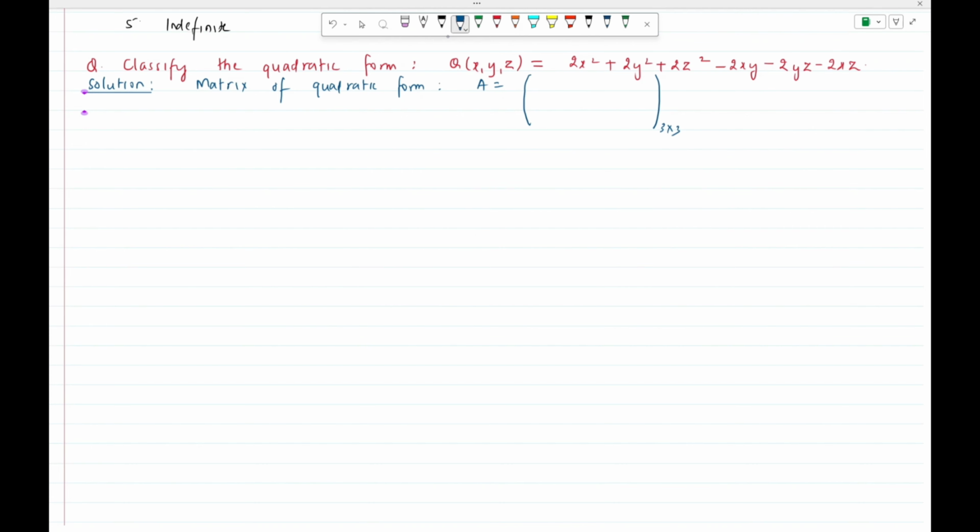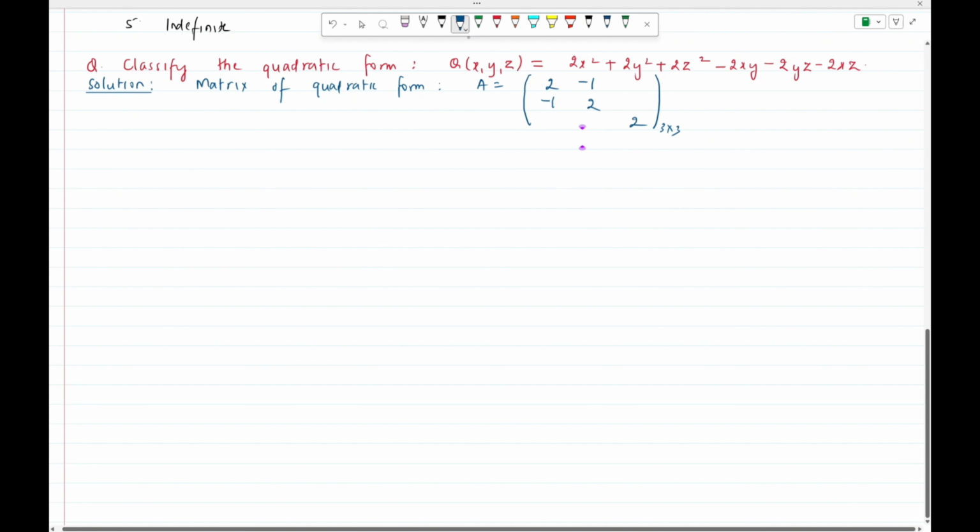You can see that the coefficient of x², y² and z² are all 2. So the entries on the diagonal are going to be all 2. And the off diagonal entry is going to be negative 1 coming from xy, negative 1 coming from yz, and then negative 1 again coming from xz. So we have got the matrix of the quadratic form.